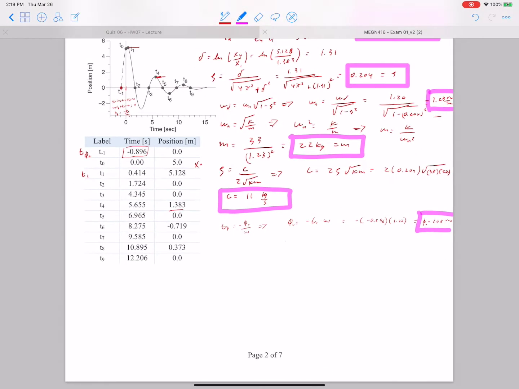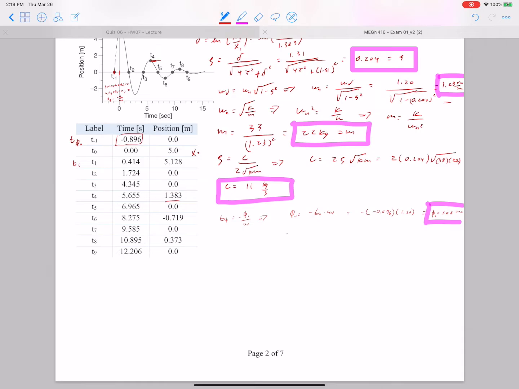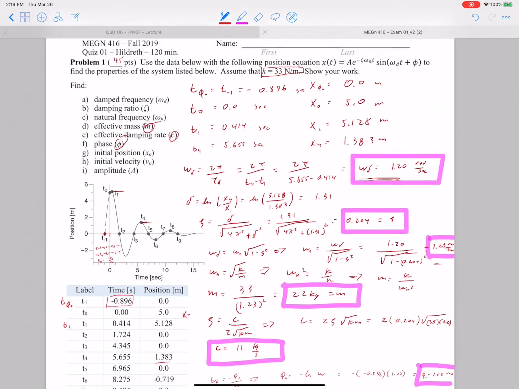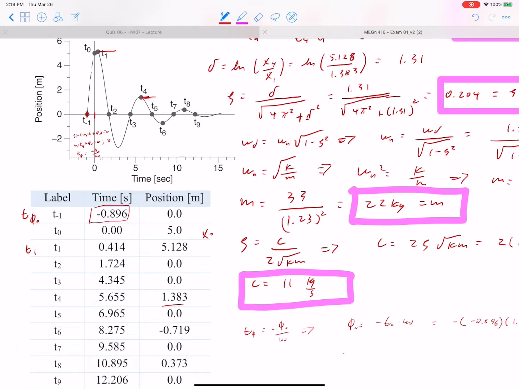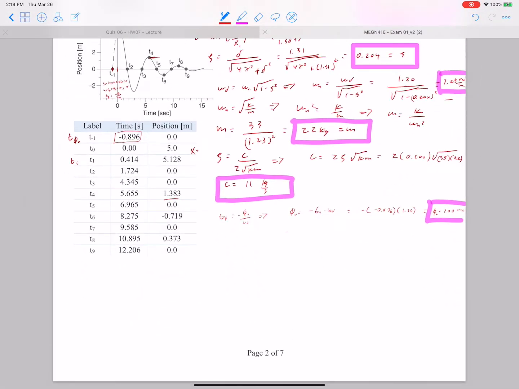Okay, there we go. Now what we're looking for is the initial position, and luckily the initial position comes right from the graph. So x naught is equal to 5.0 meters.